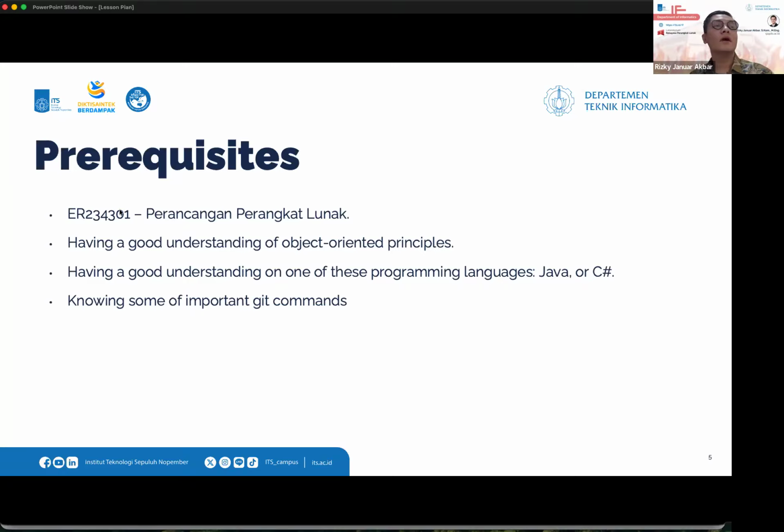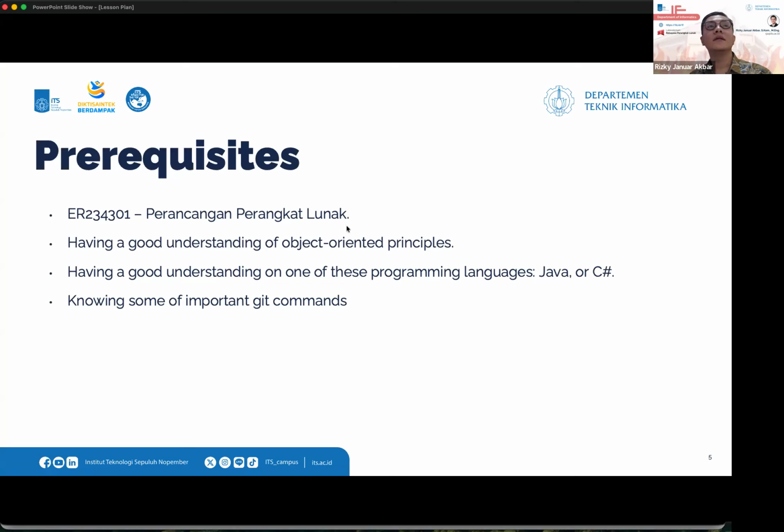So I think you already have a solid foundation for this class by taking the software design course. And next, the second prerequisite is having a good understanding of object-oriented principles, like encapsulation, polymorphism, and what else? Inheritance, composition, yeah.